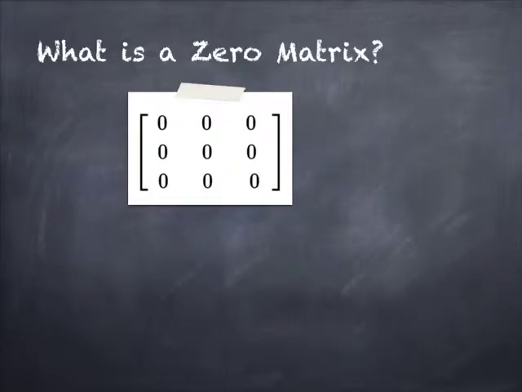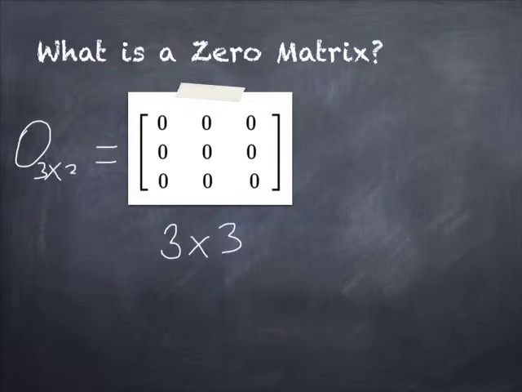Now we get things that are called zero matrices. A zero matrix is a matrix filled with zeros. So in this case, this is a 3 by 3, 3 rows, 3 columns, zero matrix. We usually denote this by calling it 0 sub 3 by 3. This is a 3 by 3 zero matrix.